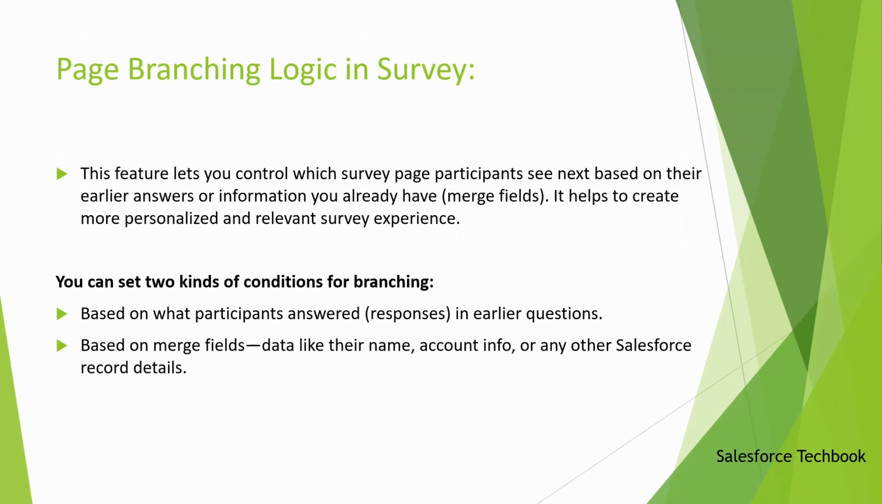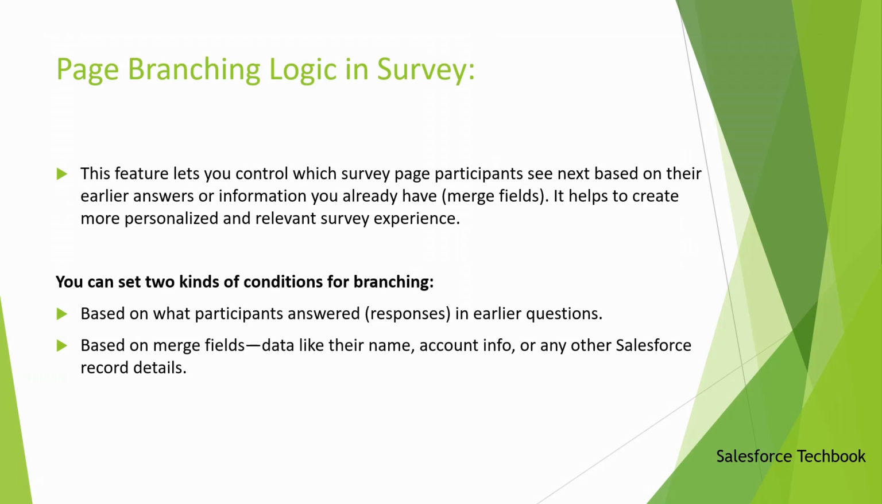One is based on the answers or responses participants provided in earlier questions, and the other uses merge fields, which allow you to show different pages based on data pulled directly from a Salesforce record, such as a case record, contact information, or account record. This is useful when you already know certain details about the participant.